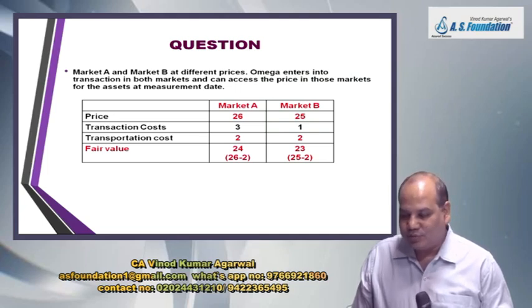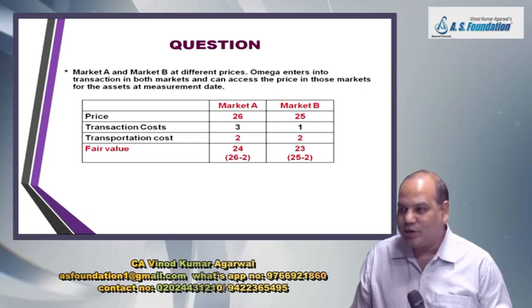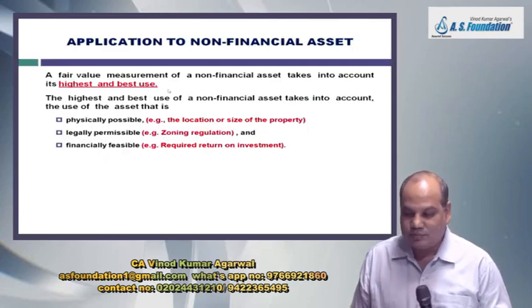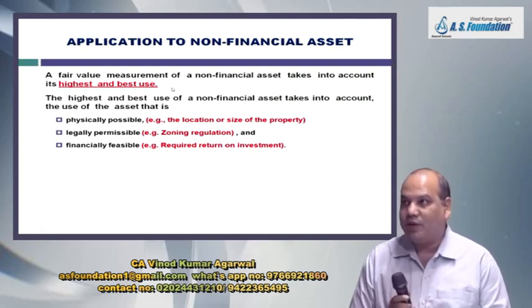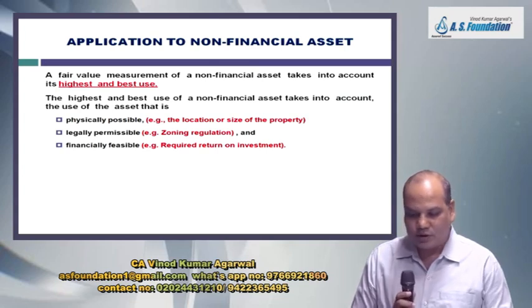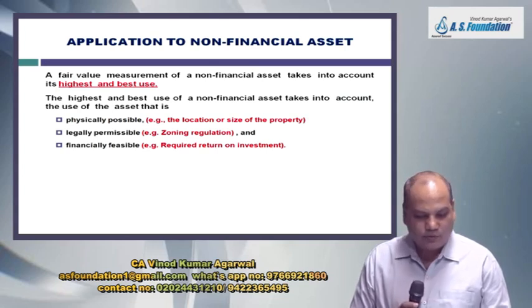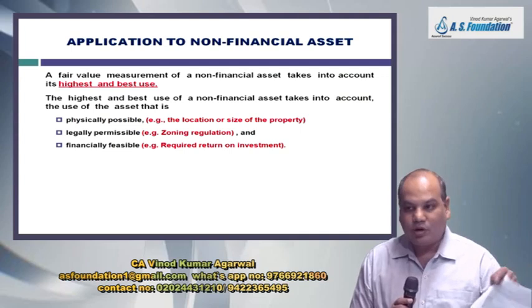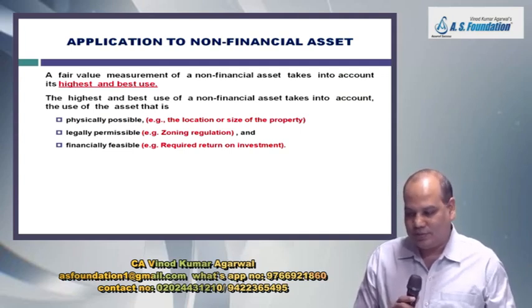Now come to this standard again. So this is the most advantageous market and we'll take 23 rupees as fair value. Next paragraph is application to non-financial asset. What do you mean by non-financial asset? For example, land, building. This we will call non-financial asset.